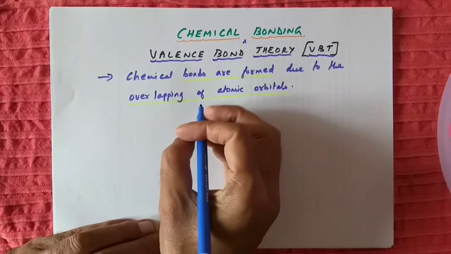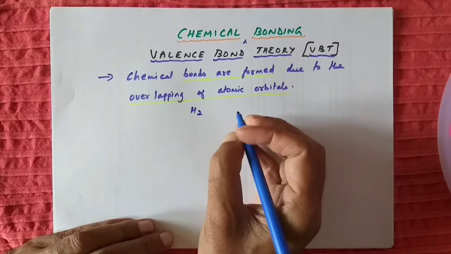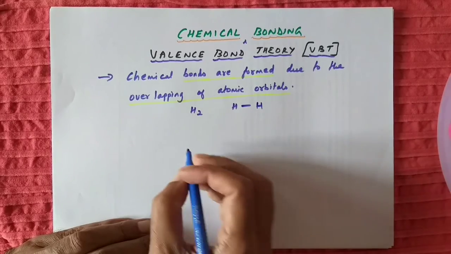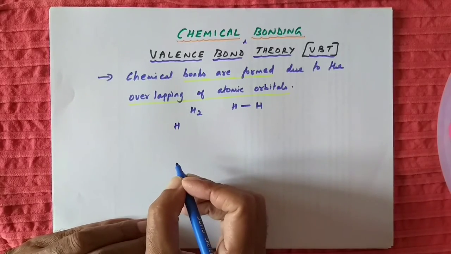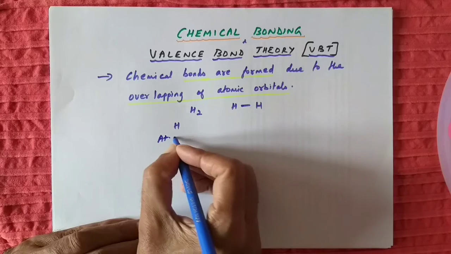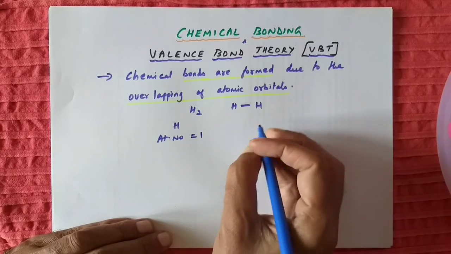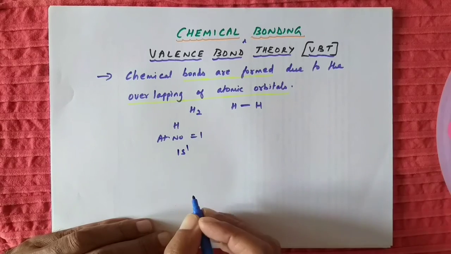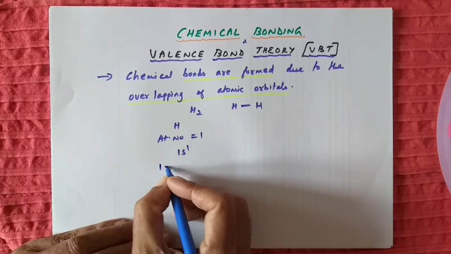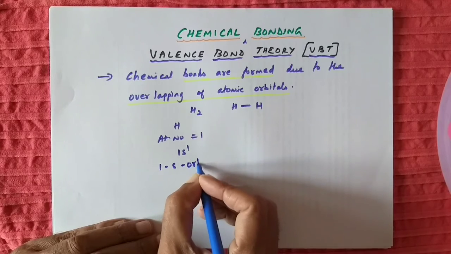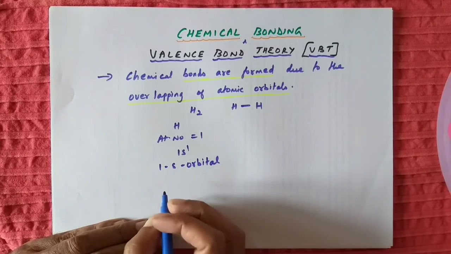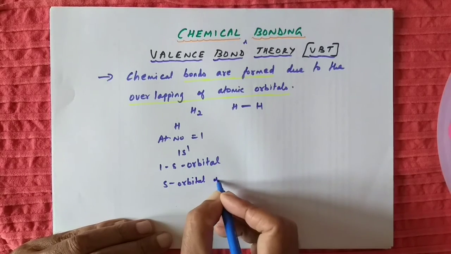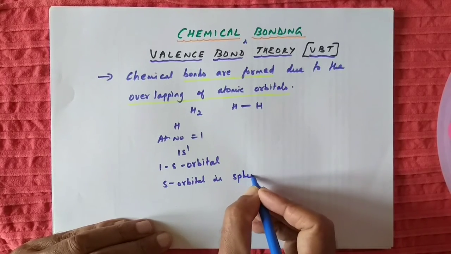For example, let us take hydrogen, H2. If a bond is present between hydrogen and hydrogen, let us take one hydrogen. We know that the atomic number of hydrogen is 1, so we write the electronic configuration as 1s1. So, the hydrogen has got one s orbital, and we know that the s orbital is spherical in shape.